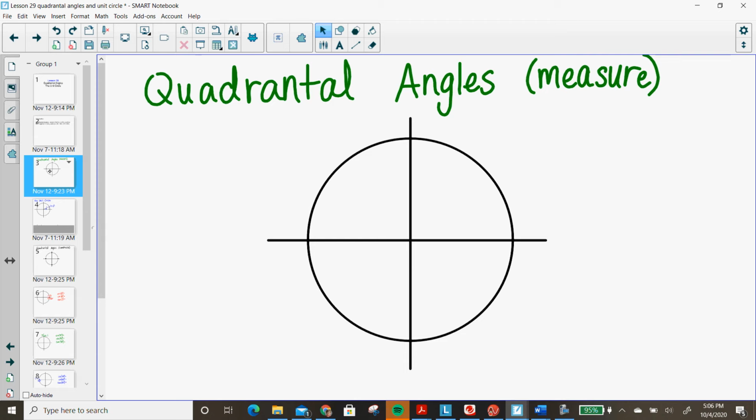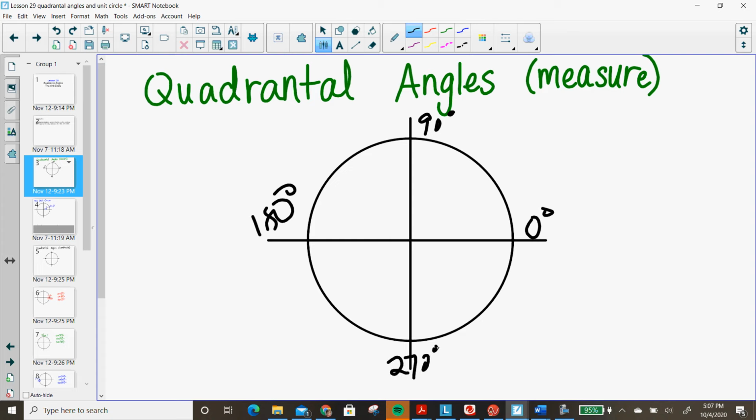So what that would look like in terms of measures, we would have 0 degrees, 90 degrees, 180 degrees, 270 degrees, 360 degrees, or if we went in the negative direction, negative 90 degrees, negative 180 degrees, negative 270 degrees, and so on.